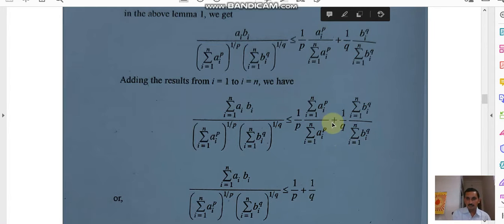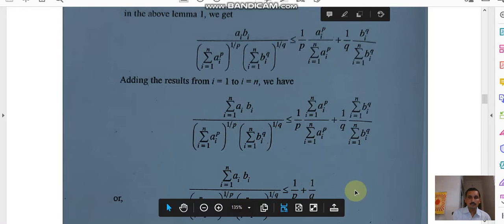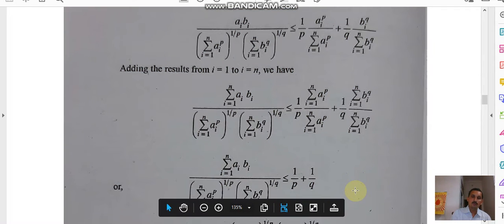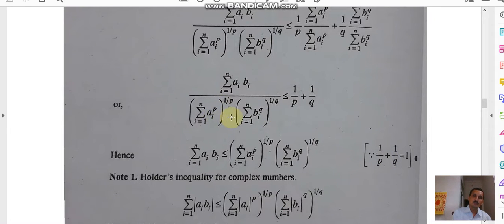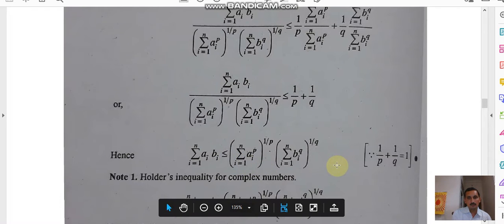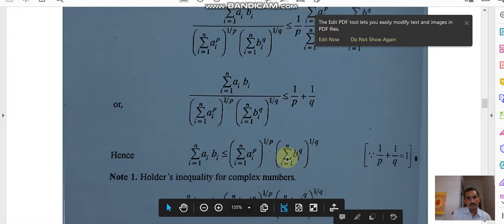So cancelling the equal terms, we will obtain this sum is less than or equal to 1 by p plus 1 by q, and because 1 by p plus 1 by q is 1, therefore taking the LCM on the right side, we obtain this Holder inequality: summation i varying from 1 to n ai bi is less than or equal to summation i varying from 1 to n ai power p whole power 1 by p into summation i equal to 1 to n bi power q whole power 1 by q.